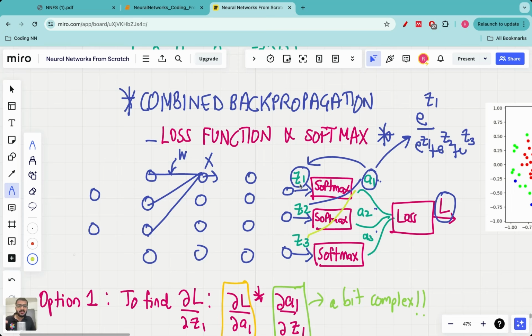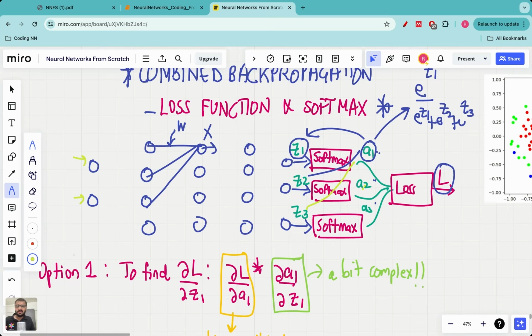Similarly, a2 also depends on z1, z2, and z3. So it's not enough to just find the partial derivative of a2 with respect to z2. We need to find the partial derivative of a2 with respect to z1, z2, and z3, and similarly for a3. So for any given input data, there is actually a matrix of derivative values. Finding the partial derivative of the softmax output with respect to the softmax input gets a bit complicated, right? So keep that in mind and let's start this lecture.